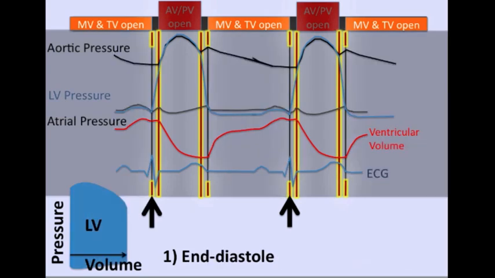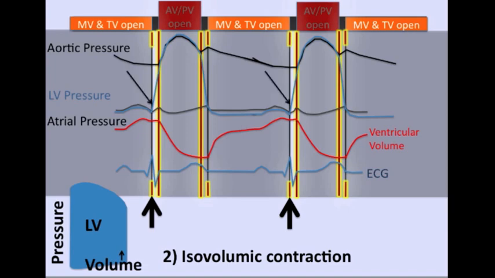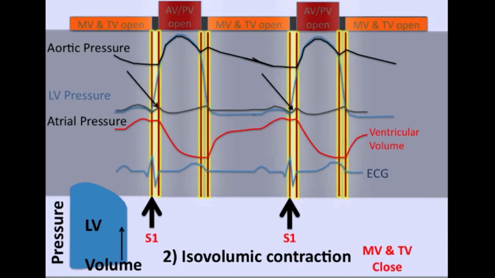Now, by looking at the EKG, you'll see that conduction is traveling through the ventricles, and this is going to cause them to contract, and this begins the phase of the cardiac cycle known as isovolumic contraction. And what this does is it causes the pressures in the ventricles to quickly exceed that of the atria. And that's going to cause the mitral valve to close. And that's our S1.